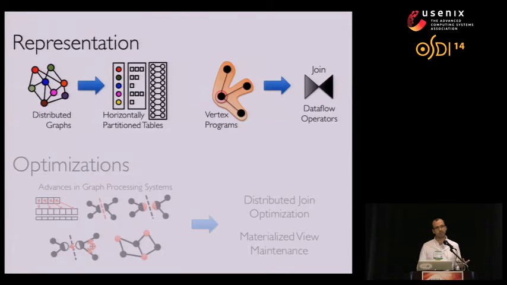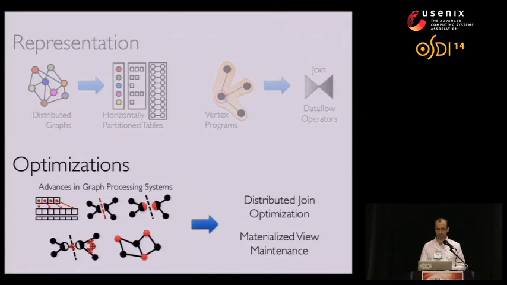So I've talked a bit about how we represent graphs and how we represent graph computation. Now I want to talk about the optimizations we introduced to enable something like Spark, a general-purpose distributed dataflow framework, to achieve performance parity with these specialized systems. So let's talk about the optimizations.